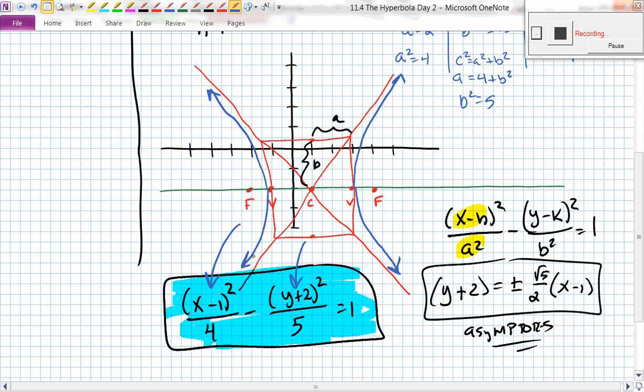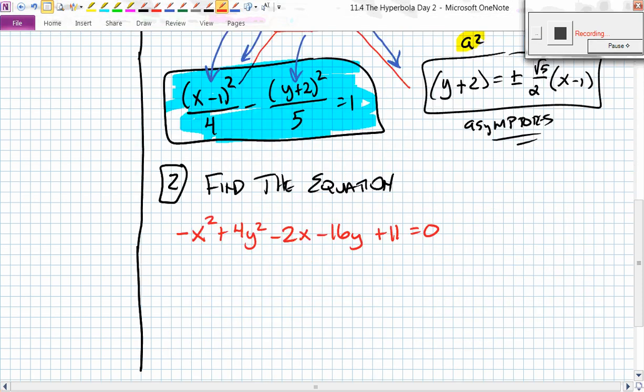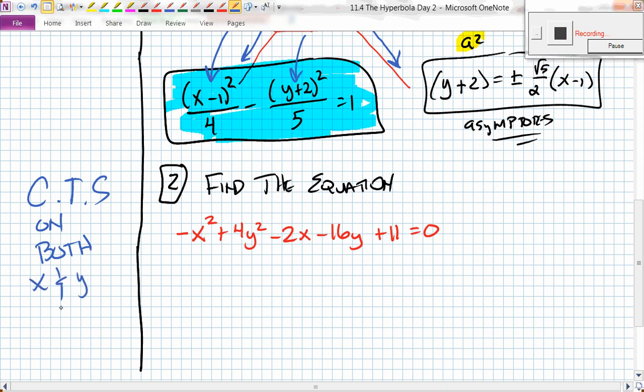and that plus 11 equals 0. All right. First of all, what do you notice about this thing? Not in the right form, so who's got a plan? You got it. We're going to complete the square on which term? On both x and y terms.